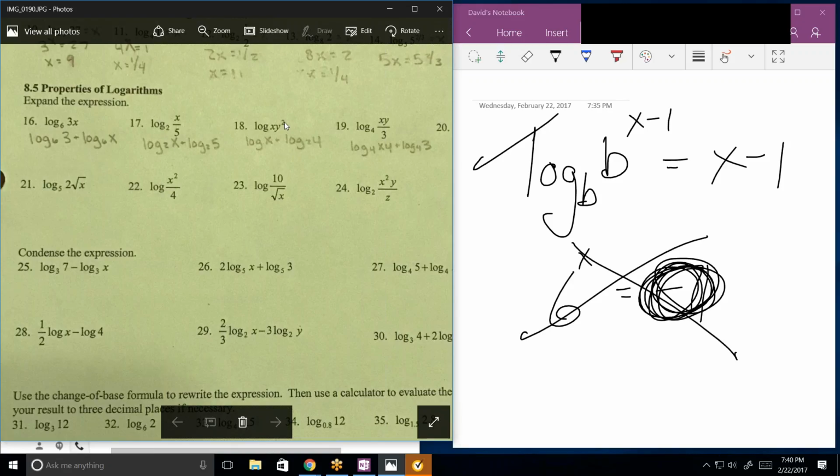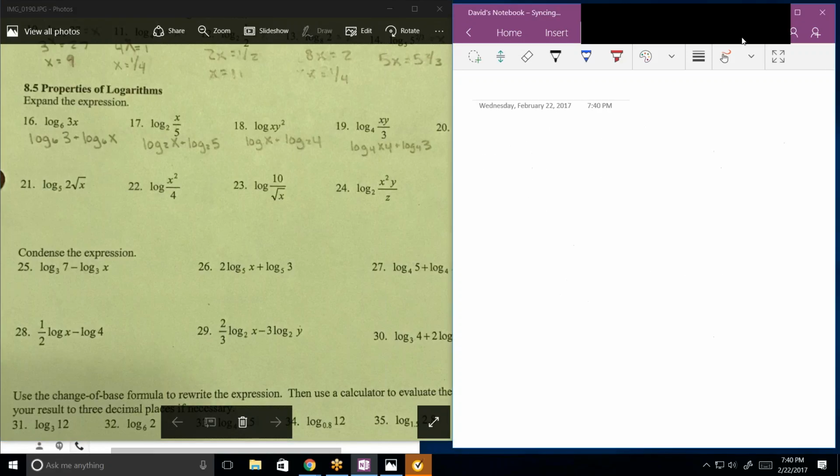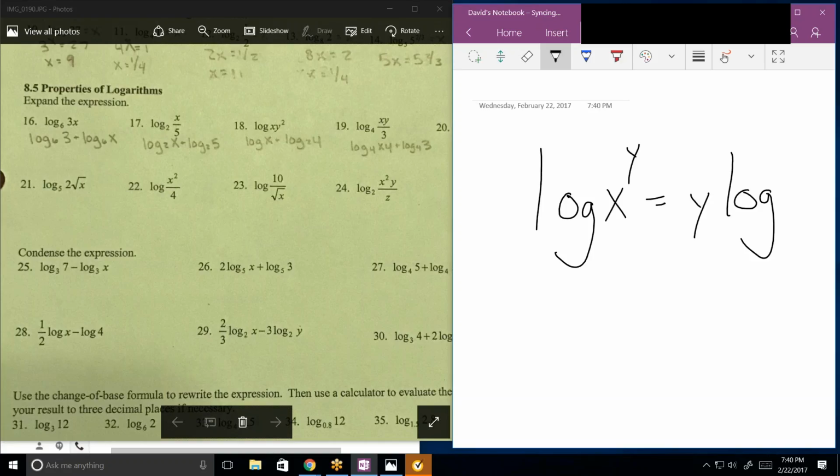What about the 2 that's by the y? You don't need a 2 there, right? I got that from the y squared. Here's the third rule. The first two rules regard multiplication and division. But the third rule, the log of x to the y power, I can bring that y down in front on the algebra line.